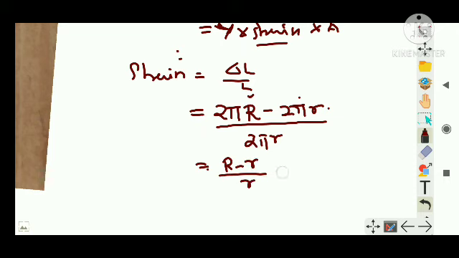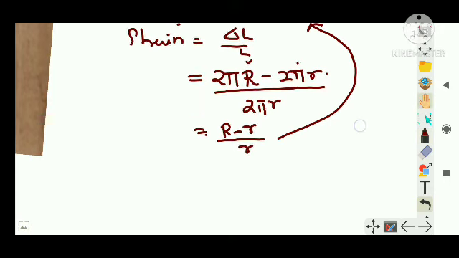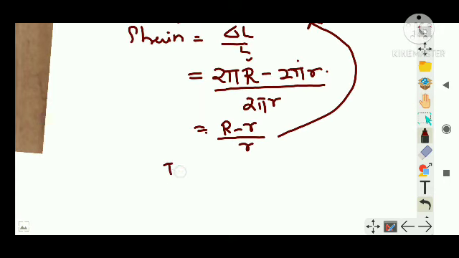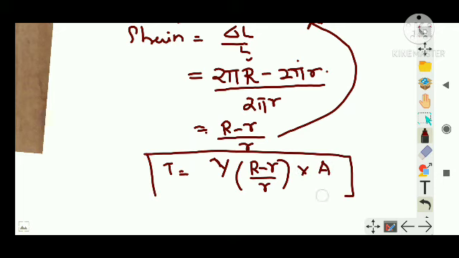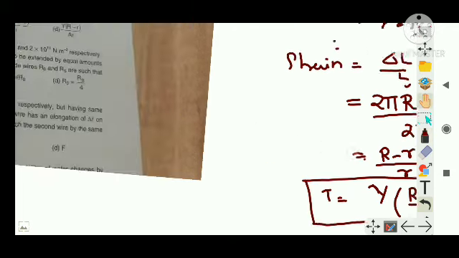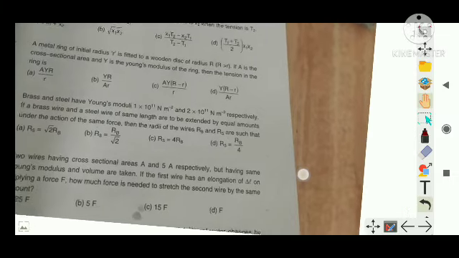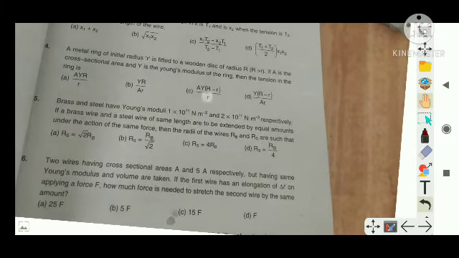This is strain. Now I am going to substitute this value over here, so tension is equal to Y into strain, which becomes this term, into area, right? This is the expression of tension. So straight away mark this as option C.